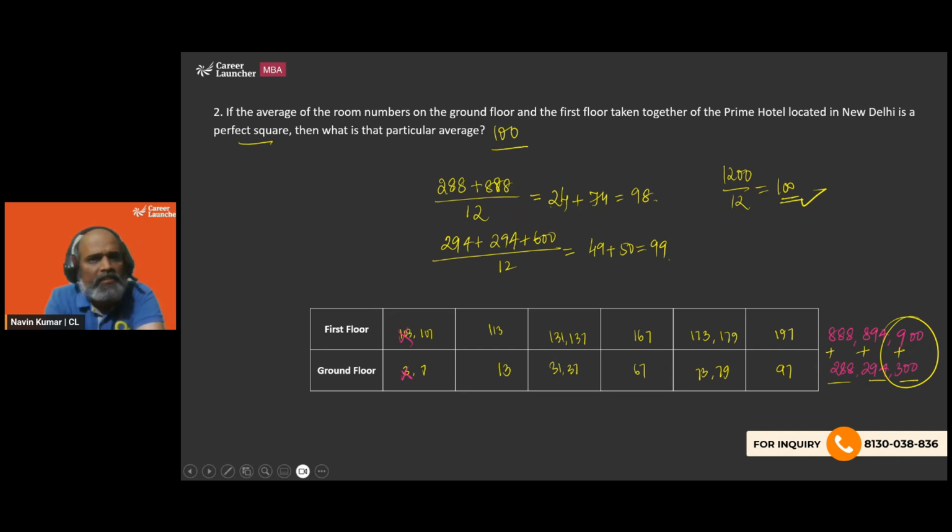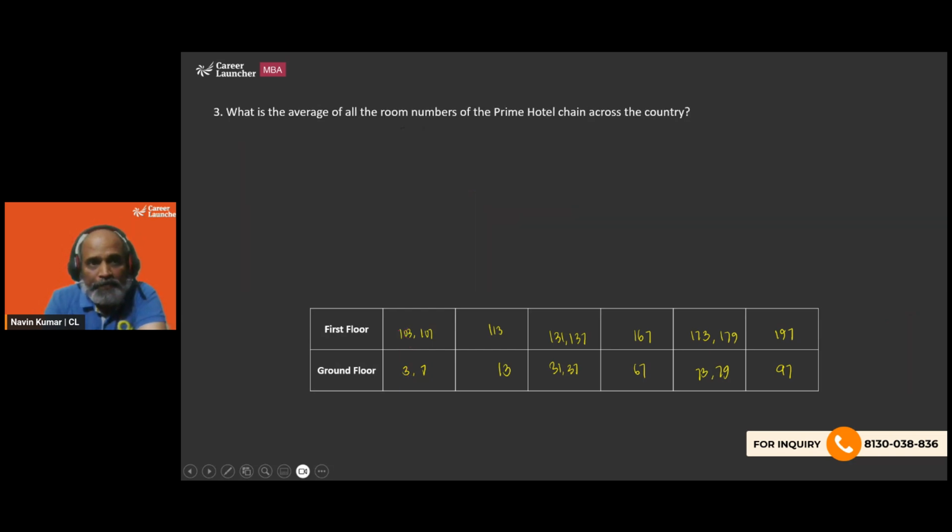If we're able to get an answer, that has to be a unique case, right? Okay, next. What is the average of all the room numbers of the prime hotel chain across the country? So we just saw that we are going to have a 98, two 99s, and then we are going to have 100. So the average of all of this is going to be 99.